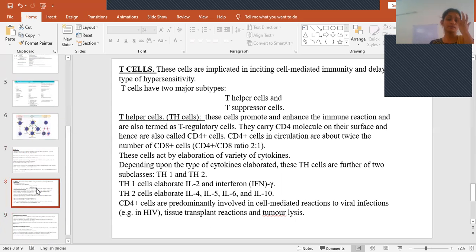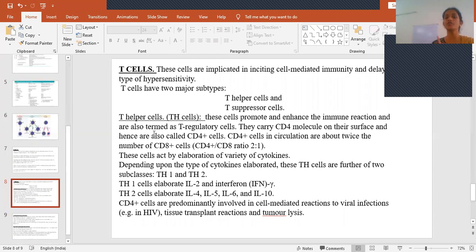Okay. So what does this do? These T helper cells will not directly cause cell damage. First they will elaborate certain cytokines. These cytokines will release certain interleukins, and these interleukins will be responsible for the immune reactions. So what are the different cytokines that are produced by T helper cells?